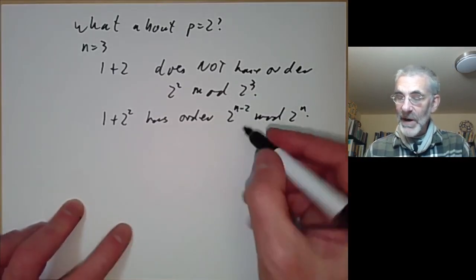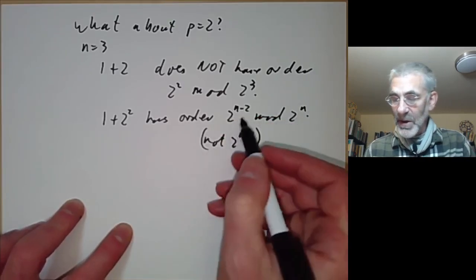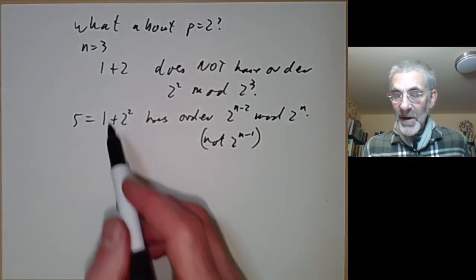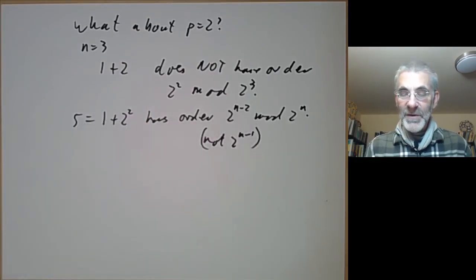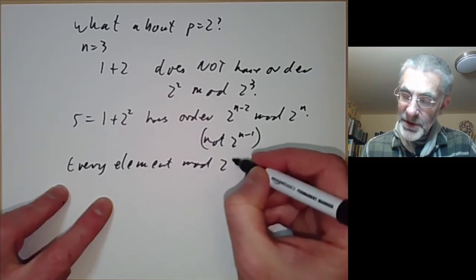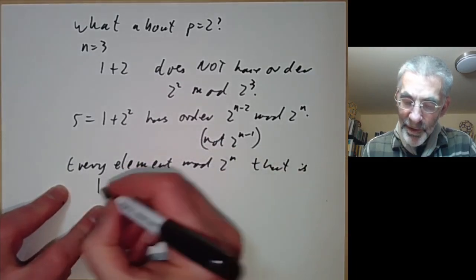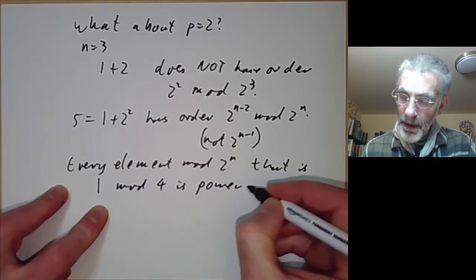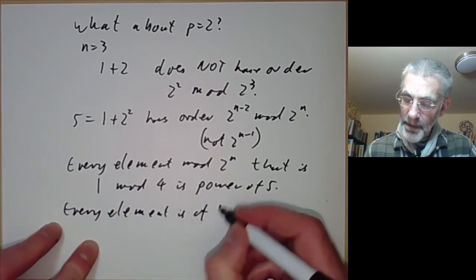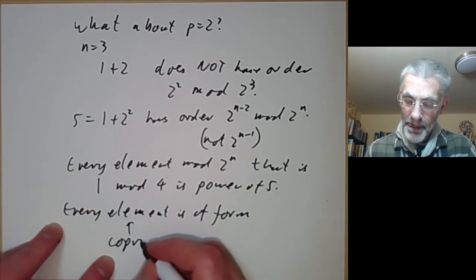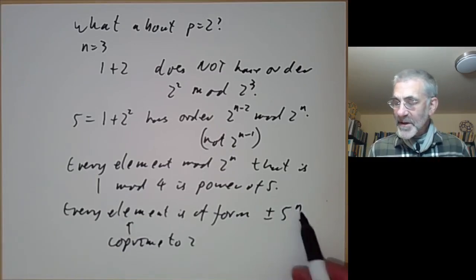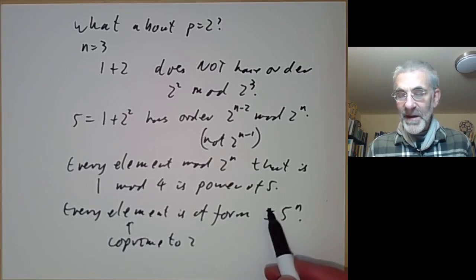You see, if it were a primitive root, it would have order 2 to the n minus 1, but we can't achieve order 2 to the n minus 1, and this is the best we can do. And this number is, of course, 5. So this is pretty close to being a primitive root. It sort of misses by a factor of 2. And what we find, in fact, is that every element mod 2 to the n that is 1 mod 4 is a power of 5. And every element that's co-prime to 2 is of the form plus or minus 5 to the n for some n. So 5 just misses being a primitive root because you also have to throw in a sign.